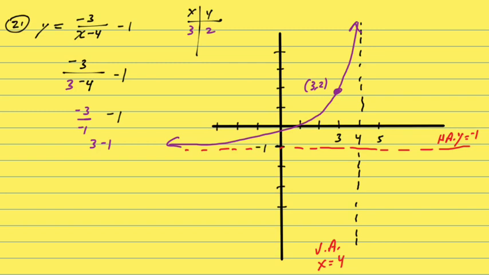Put a 5 in. If you were to put in a 5, what would I get out? Well, this would be negative 3 over 1, so that's negative 3 minus 1. I think 5 gives me negative 4. And again, curving from asymptote to asymptote.